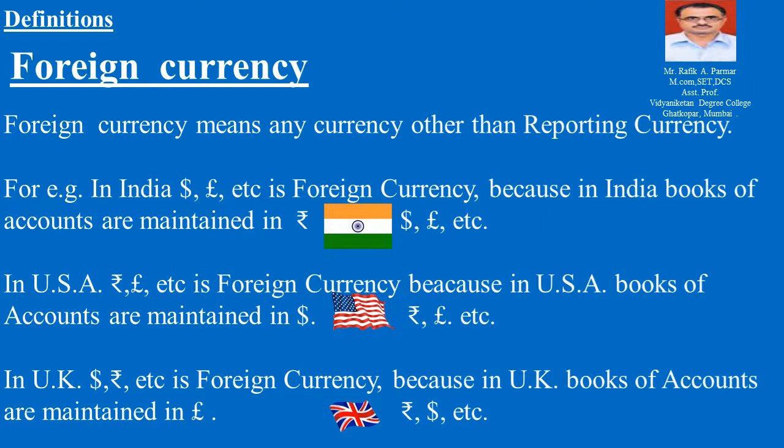So foreign currency means any currency other than reporting currency. In India rupees is the reporting currency, so besides rupees, dollar, pound, etc. are foreign currency for India. In USA, dollar is the reporting currency. So besides dollar, rupees, pound, etc. are foreign currency for USA. In UK, pound is the reporting currency. So rupees, dollar, etc. are foreign currency for UK.